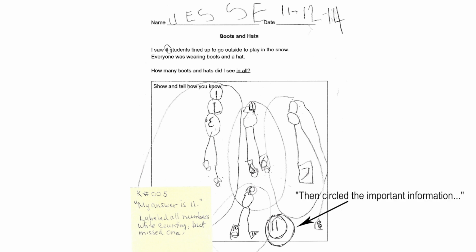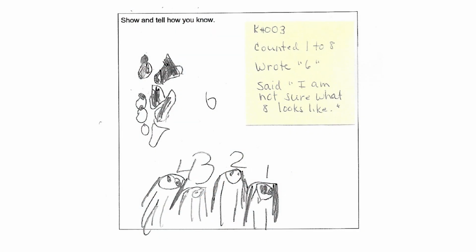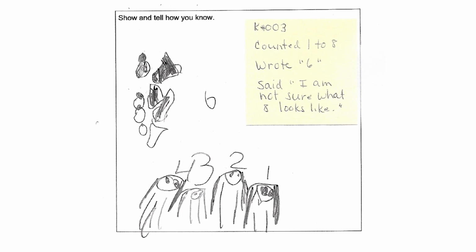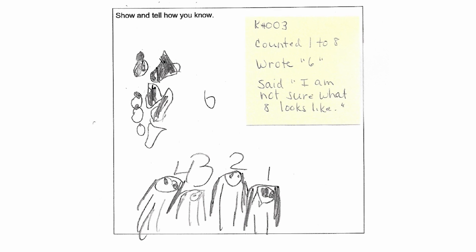They circled the important information in the question. They did. That is nearly it. So I'm guessing that the teacher said that he counted 1 to 8, and then in an effort to represent 8, he wrote 6.